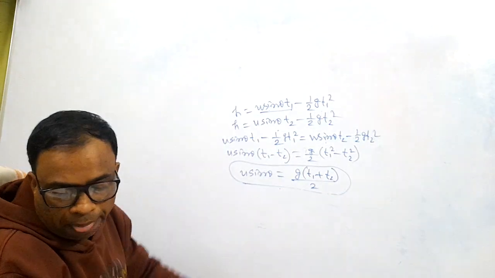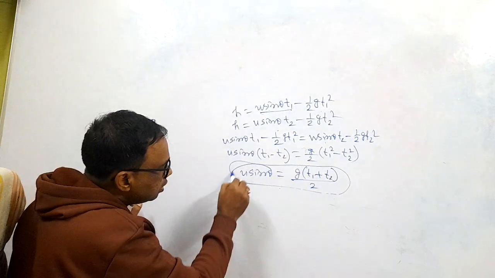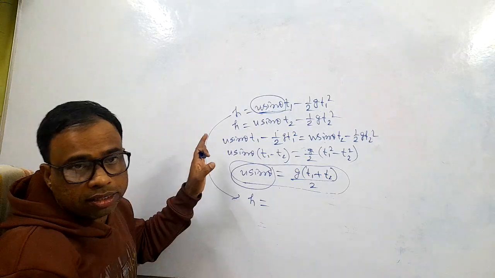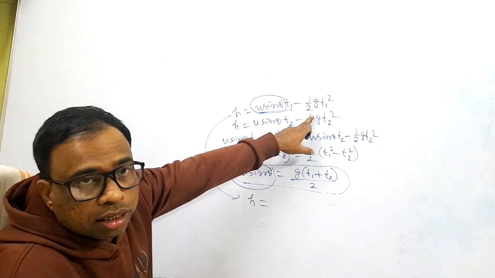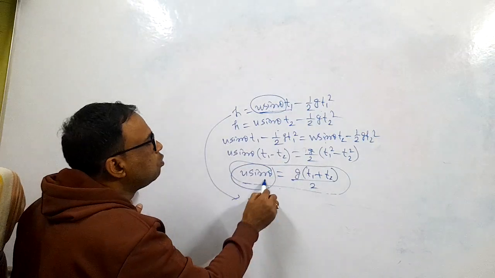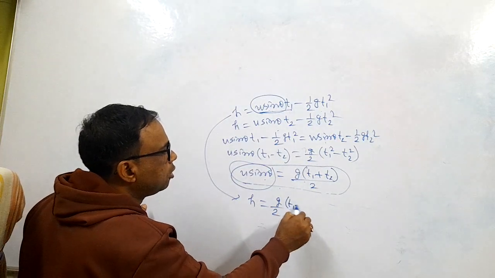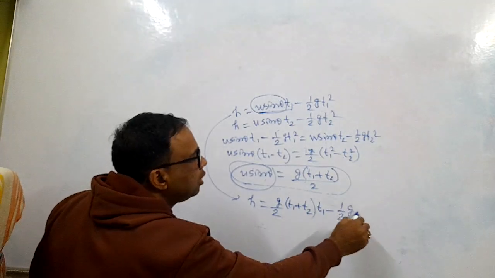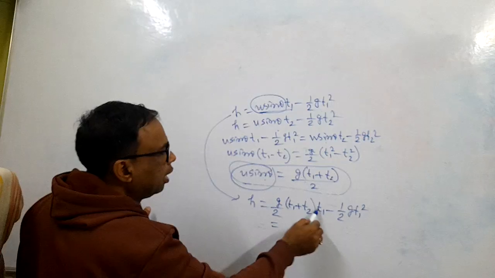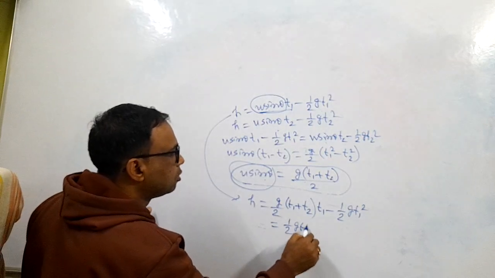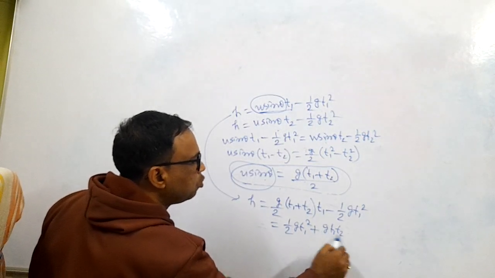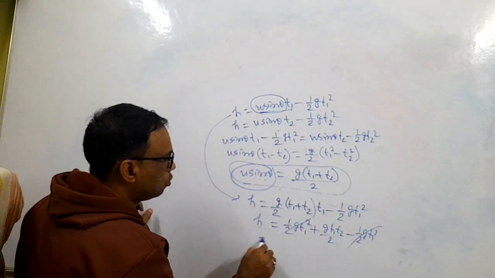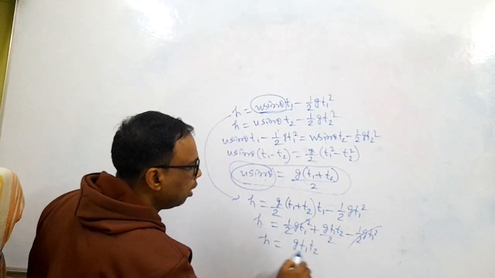Now putting this u sin theta in one of the equations, what you get? H equal to u sin theta into T1 minus half g T1 square, which is g by 2 into T1 plus T2 into T1 minus half g T1 square. Now you get half g T1 square plus g T1 T2 by 2 minus half g T1 square. Cancel. So H equal to g T1 T2 by 2.